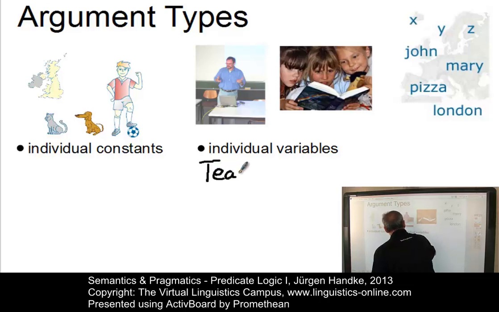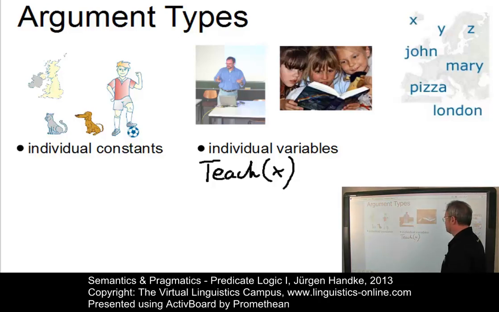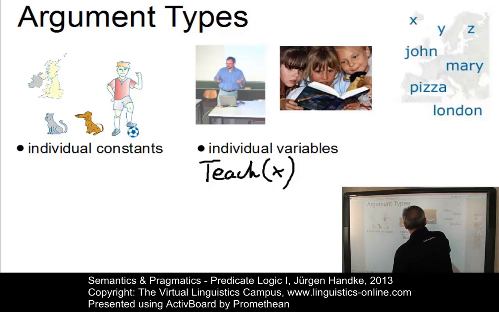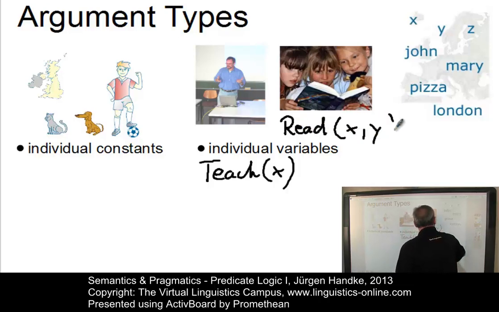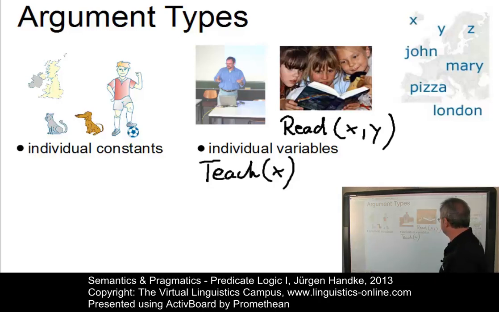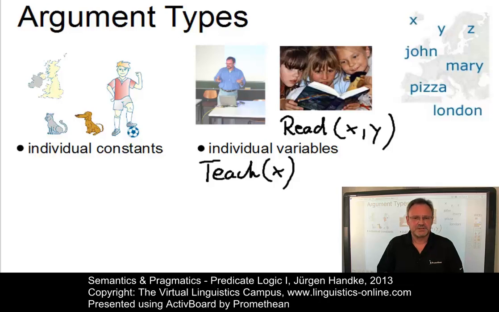teach(x). So something like Jürgen is teaching. Or we can create this predication, read(x, y). So in this case, the children are reading a book. By themselves, these predications do not express any proposition because the variables x and y have no fixed reference.